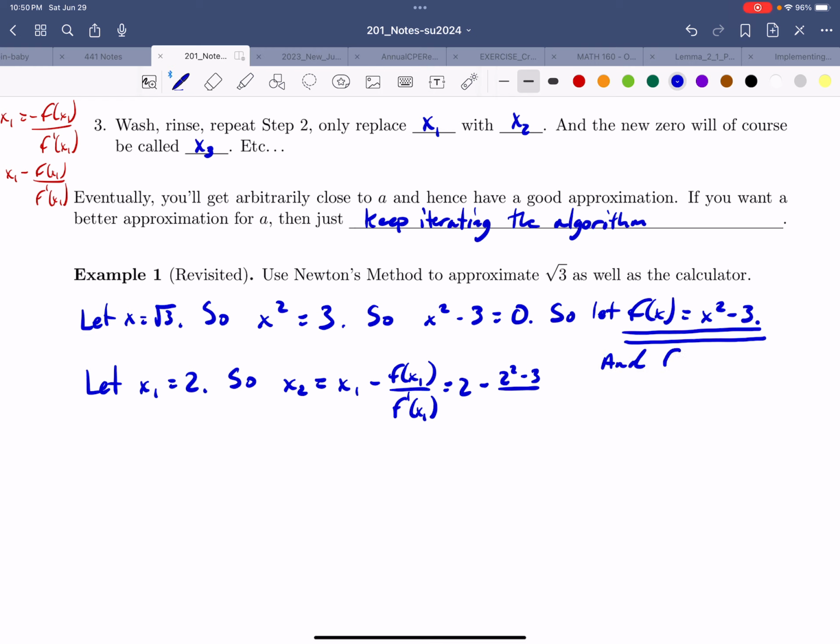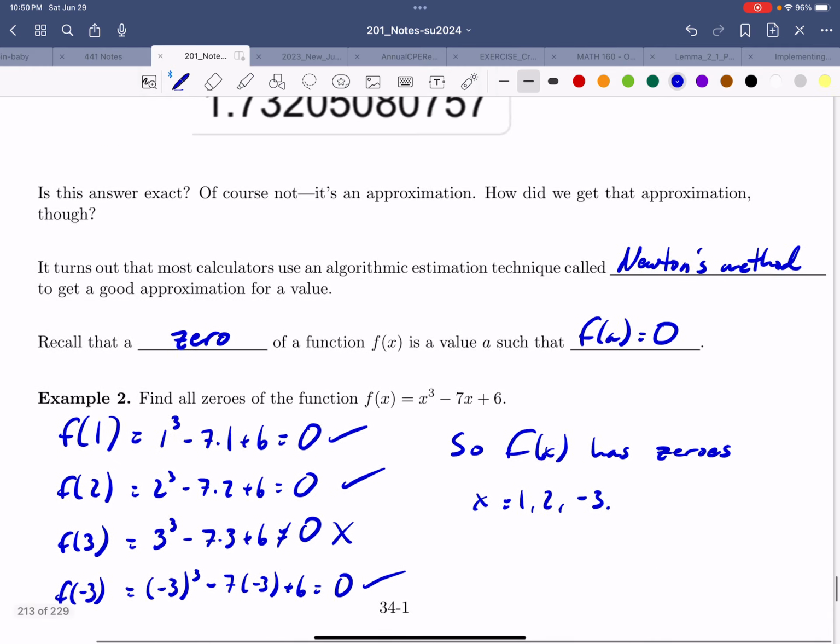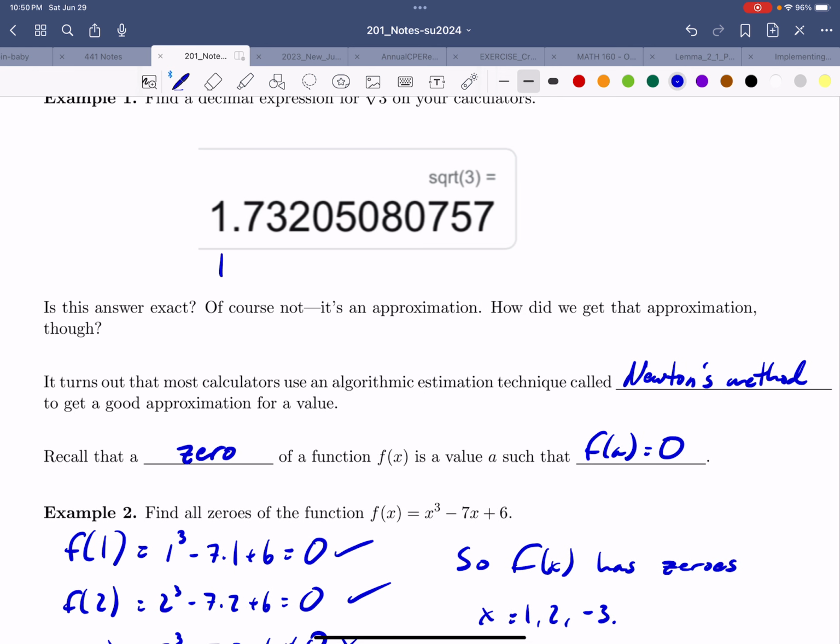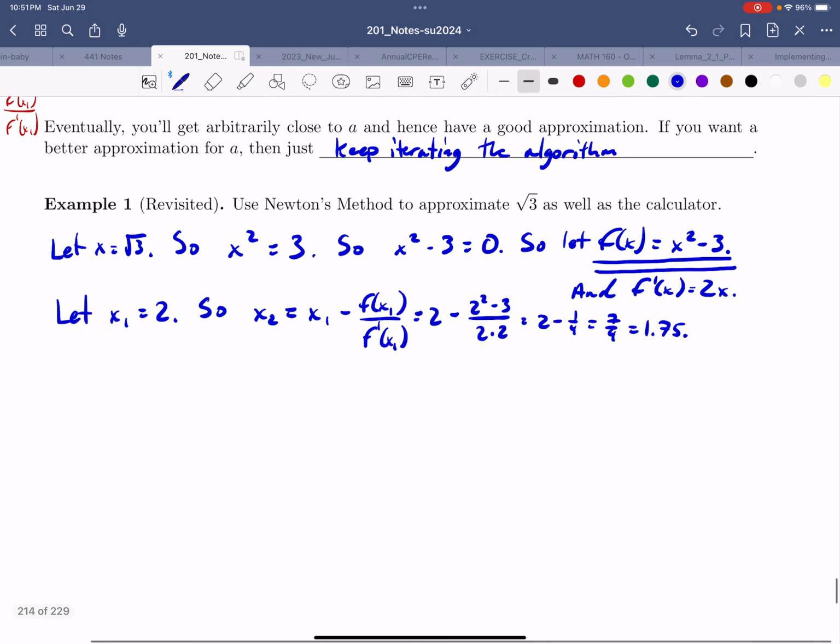f prime of x equals 2x, so this is going to be 2 times 2. So this winds up being 2 minus 1/4, and we wind up getting 7/4, or 1.75. And notice already, even after one iteration of Newton's method, we're somewhat close to a decent approximation of the square root of 3. 1.75, that's what we get after one iteration. That's pretty close.